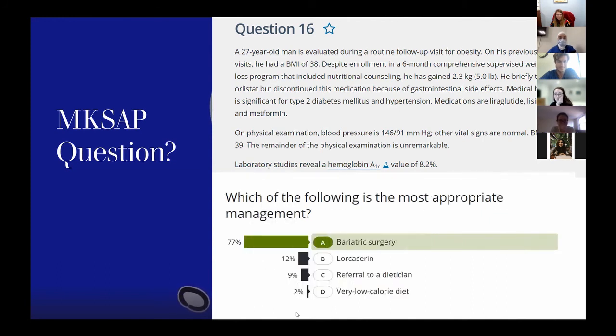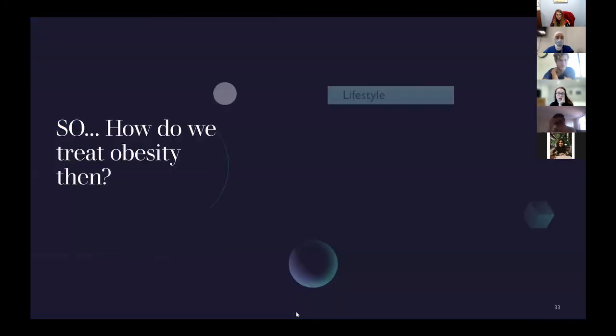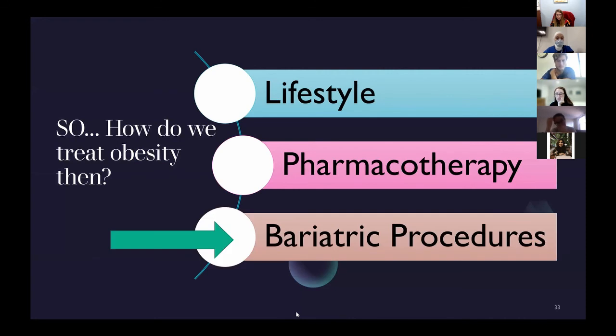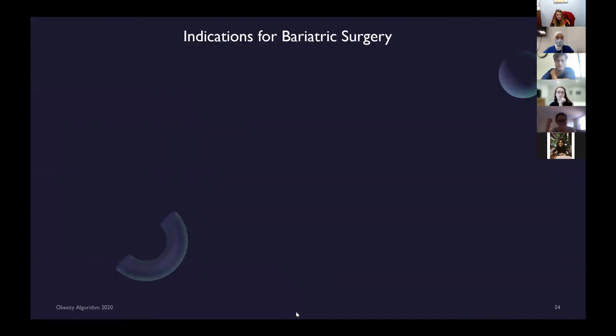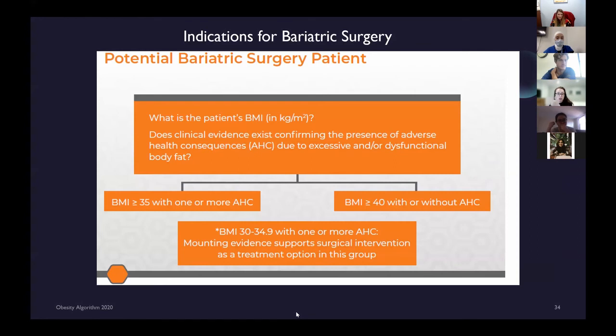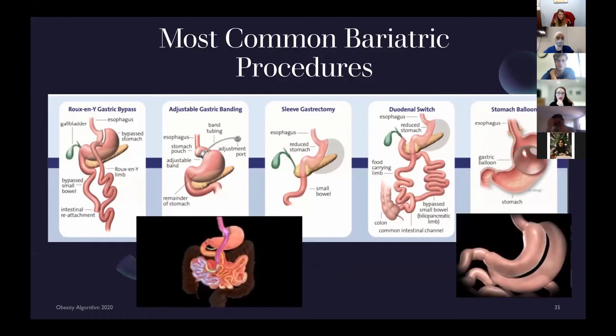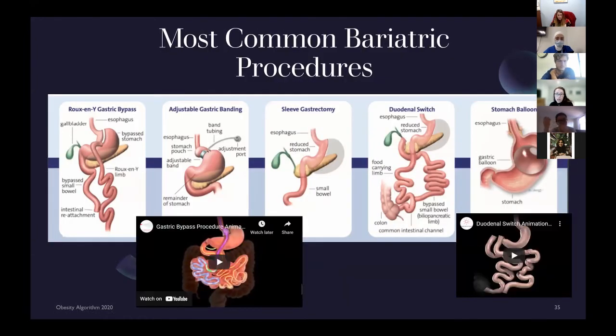Okay, it's correct. So we should consider bariatric surgery for people who don't lose weight with lifestyle interventions, who have a BMI of 40 plus or 35 plus with obesity related complications. And that's how we get to bariatric procedures, and this will be quick. I promise we'll be on time. These are the indications, as I just said. These are the different types of bariatric procedures. The two most common that you'll see are the sleeve gastrectomy or the Roux-en-Y.